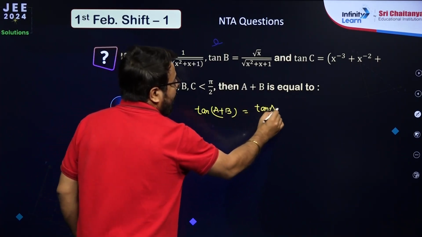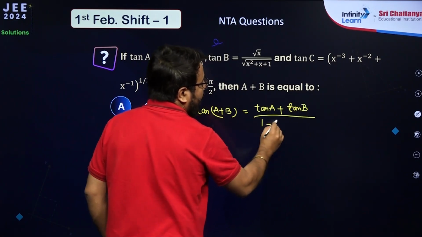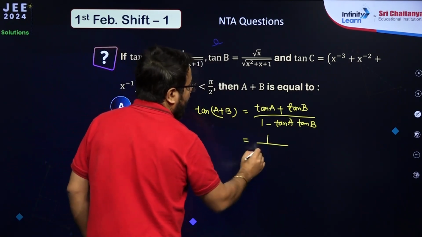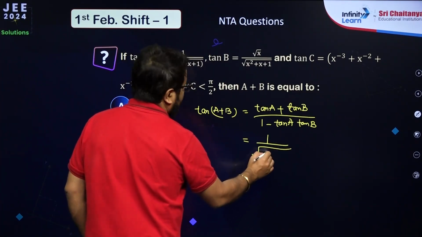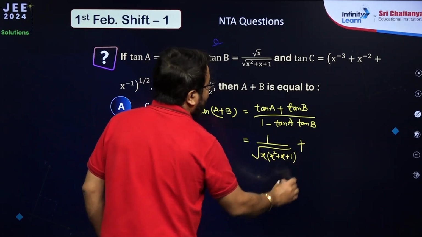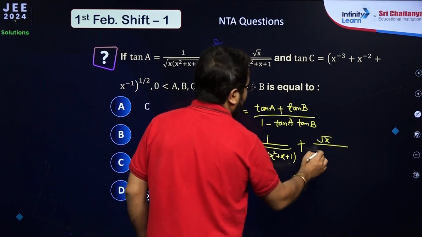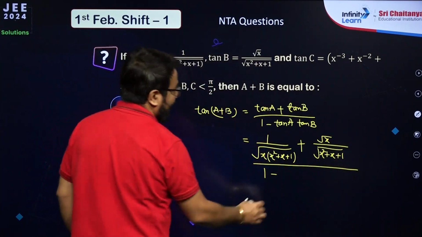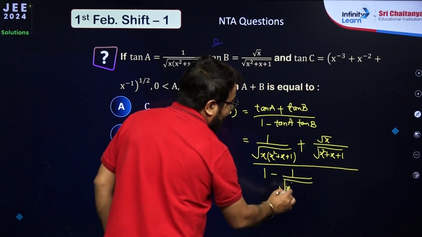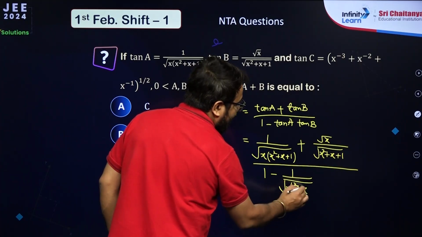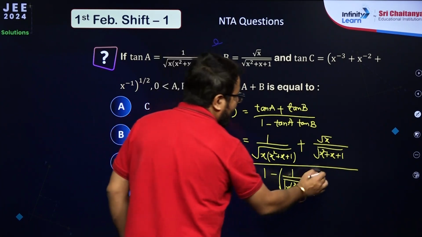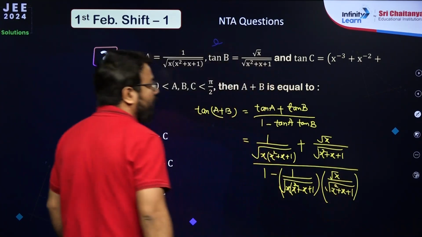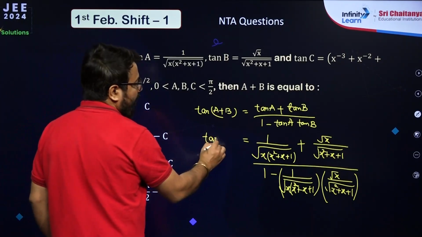I know that there is a formula: tan A plus tan B over 1 minus tan A into tan B. Now, if I take the value of tan A over here, it will be 1 upon square root of x times x square plus x plus 1. Then tan B is root x over root of x square plus x plus 1, whole divided by 1 minus tan A into tan B. So 1 minus square root of x times x square plus x plus 1 is tan A, and tan B is root x over square root of x square plus x plus 1. I hope this has been clear to you, and here we have tan of A plus B.